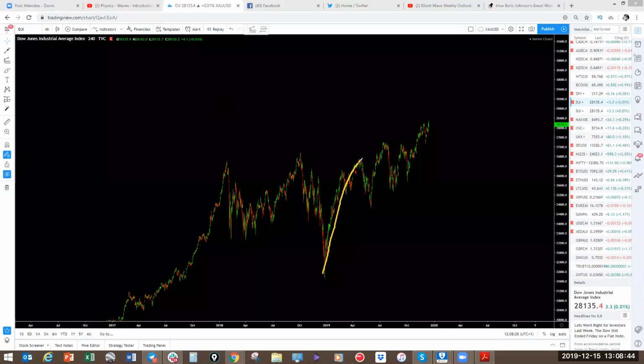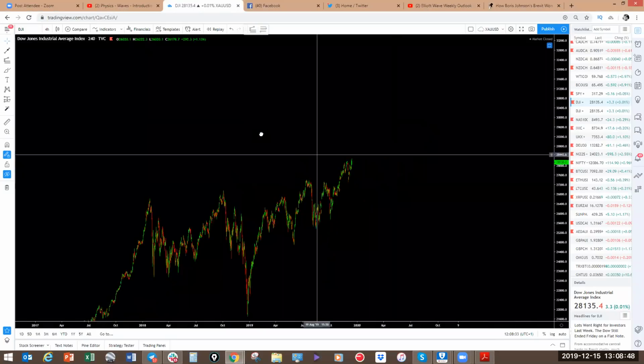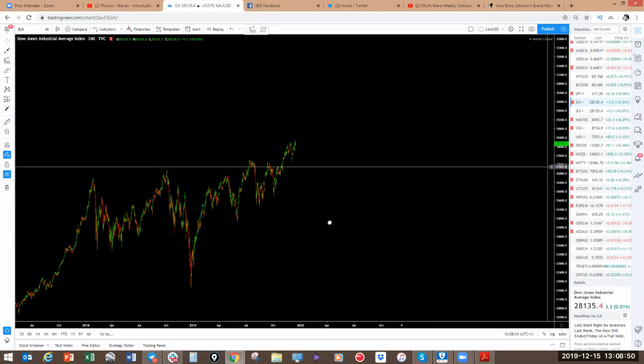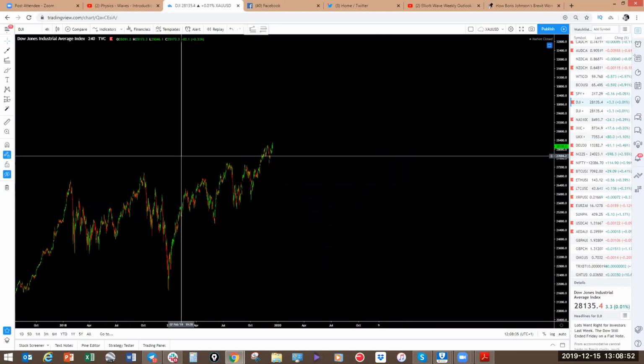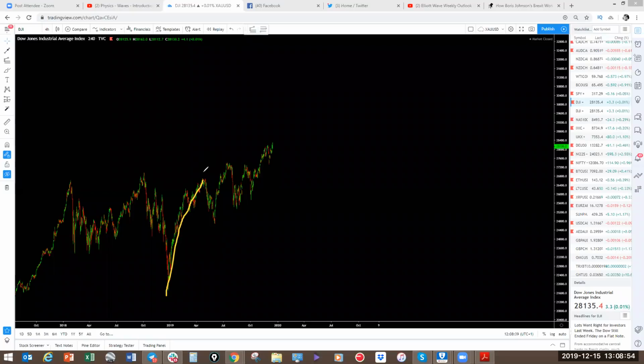So you've got 1 there, you've got 2 there. Let me do it again clearly. It's exactly the same as you can see. You've got 1, you've got 2 in 3 waves, and then you've got the lower degree there in red, 1, and 2 is an irregular flat. I'm calling it irregular, that's what Elliott called it.